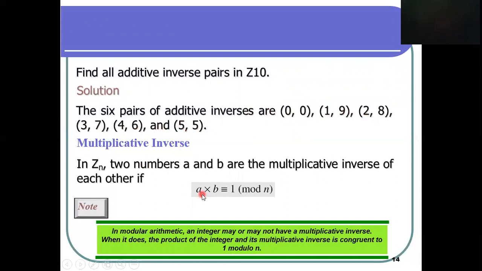Now the multiplicative inverse. In modular classes, if you multiply two numbers and the result is congruent to 1 mod n, that is, if you divide the product of these two numbers by n and the remainder is 1, then A and B are inverses of each other.